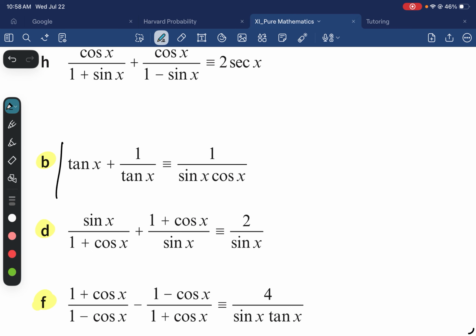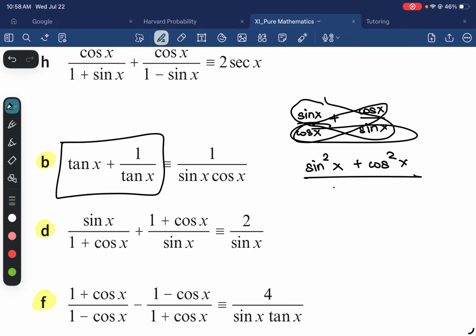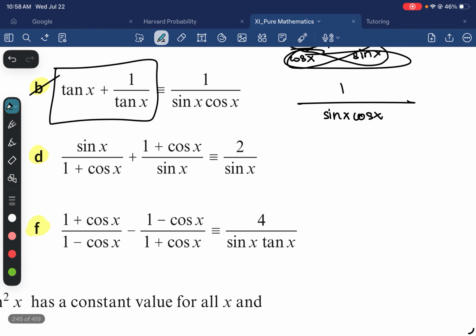So for b, we have tan x plus 1 over tan x. Tan x is sine x over cos x. 1 over tan x is cot x. Cot x is just cos x over sine x. All right, now we use the butterfly method. You get sine squared x. You multiply these two, you get... So it's just combining. Just write it as one fraction. Plus cos squared x divided by, you multiply the denominators together. Sine x cos x. And then the numerator just simplifies to 1. And you have the right-hand side very simply.